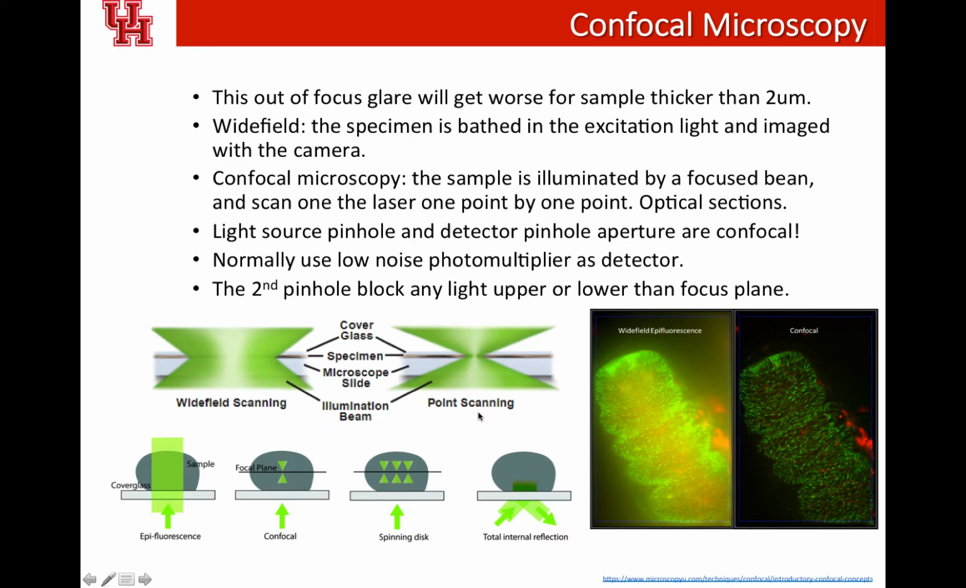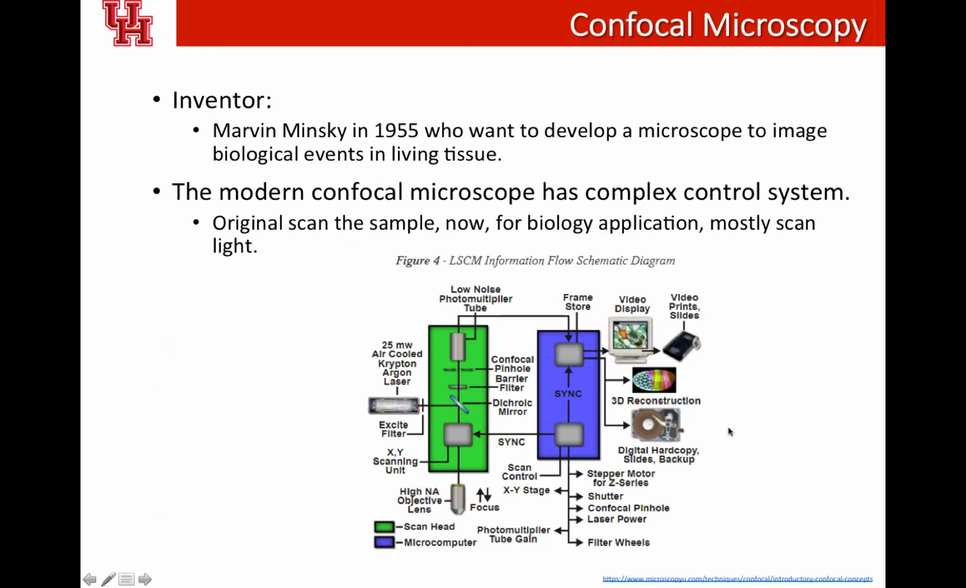And here are the different structures for wide field or epi-fluorescence, and this point scanning, the so-called confocal. With confocal, you only image a small region. So those are the 4 different structures: epi-fluorescence, confocal, spinning disk, and the TIRF. I will show you on the next slides, and we just showed you the previous slides. So the confocal gives you much better signal.